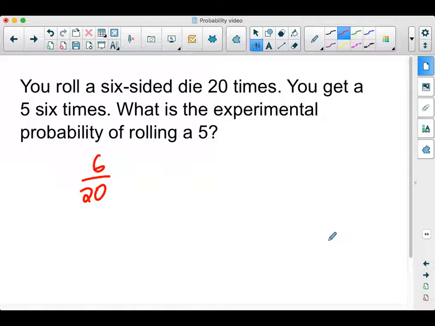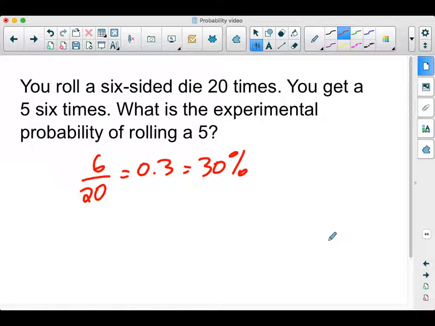Okay, I could change that into a decimal. I could go 6 divided by 20. Or I could times by 5 to make it 100. So this would be 0.3 as a decimal, or 30%. So 30% of the time you got a 5. That would mean the probability of not getting a 5 would be 70% as well.